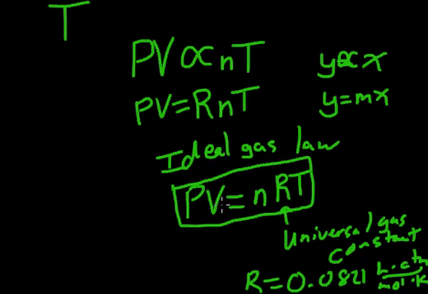So liters is a unit of volume, and you'll notice volume is in the equation. Atmospheres is a unit of pressure, and you'll notice pressure is in the equation. Moles is, of course, moles, and so n, moles, is in the equation. And Kelvin is the unit of temperature, which is in the equation, temperature.